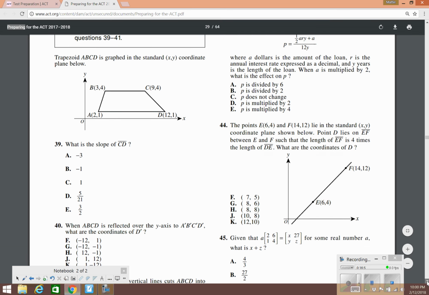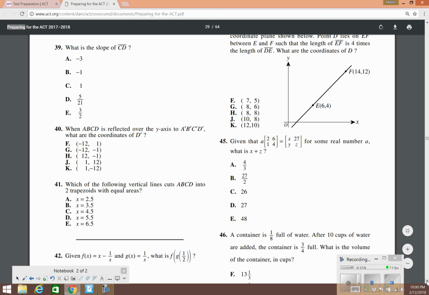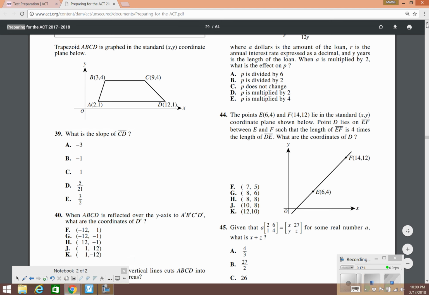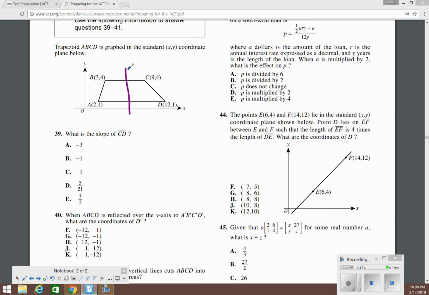The last one that we're going to look at today asks us, which of the following vertical lines cuts ABCD into two trapezoids with equal areas? So what we want is for their areas to be equal. Right now, the height of each of them, no matter where I cut it with a vertical line, would be the same. I'm just going to give you an example. If I were to cut it here with a vertical line, that's not a very good vertical line. If I were to cut it here, their heights would be the same. So the only thing I would be looking at is I would want their bases to be the same whenever I add them together. They don't have to be the same on both trapezoids. They just need to be the same when I add them together.